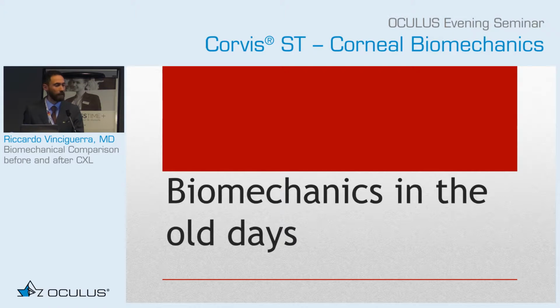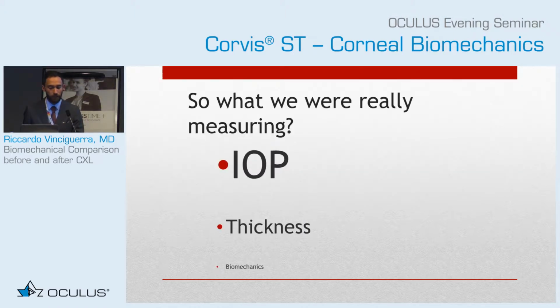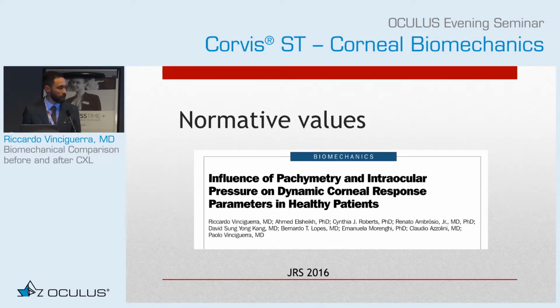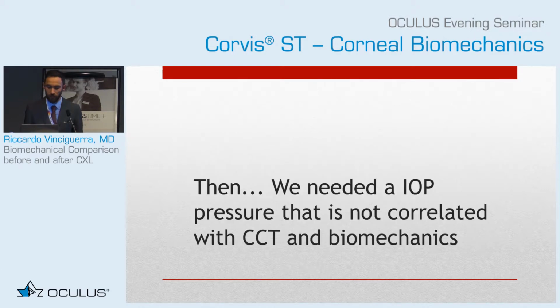Biomechanics in the old days was measuring IOP, then thickness, and then biomechanics, meaning that most of the time we really didn't know what we were measuring. The first step was having, as Professor Sheikh said, BIOP. Then we created normality values, because that was very important to make any comparison. At the beginning, the way we were comparing patients was getting an abnormal or possibly abnormal patient and matching it with a patient that we knew was normal with the same IOP and the same CCT. You can imagine how easy it was.